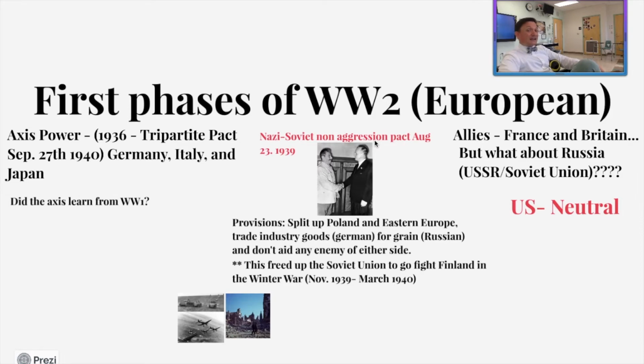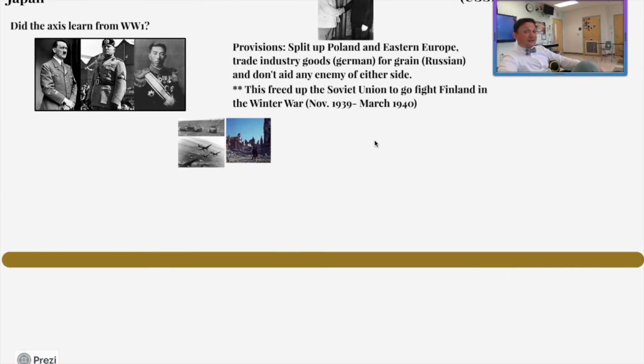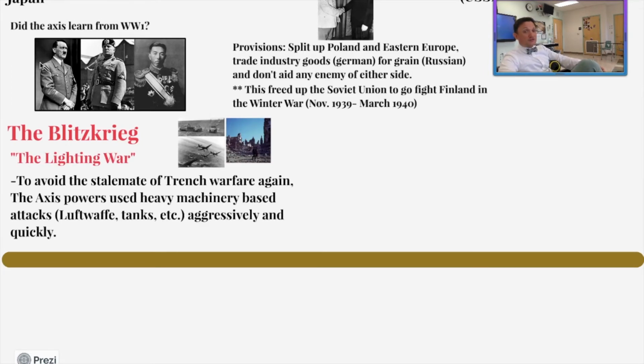So did the Axis learn from World War I? Did these guys learn that World War I was fought so poorly, and that's why the Central Powers lost? You bet they did. The Axis realized, to prevent the two-front war, sign that Nazi-Soviet non-aggression pact, right? Now you can focus your entire force on France and Britain. And they also wanted to prevent a trench war. So they adopted this thing known as the Blitzkrieg, right? The Blitzkrieg is known as the Lightning War, right? That is what it means in German, okay?